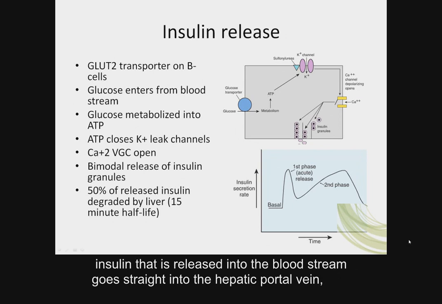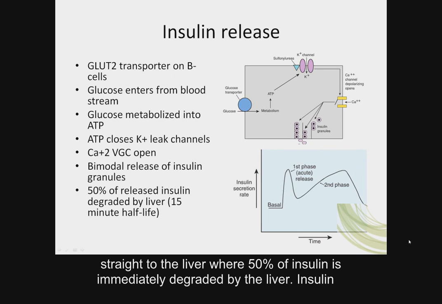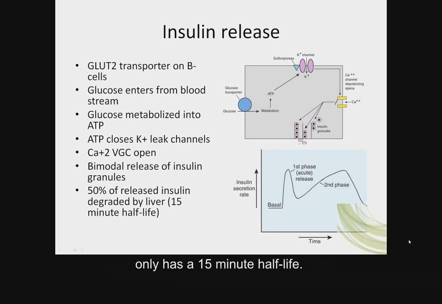The insulin that is released into the bloodstream goes straight into the hepatic portal vein, straight to the liver, where 50% of insulin is immediately degraded by the liver. Insulin only has a 15-minute half-life.